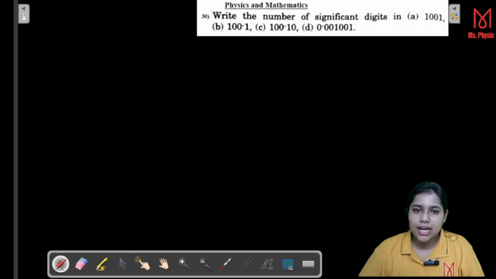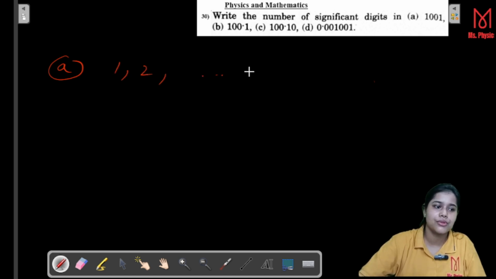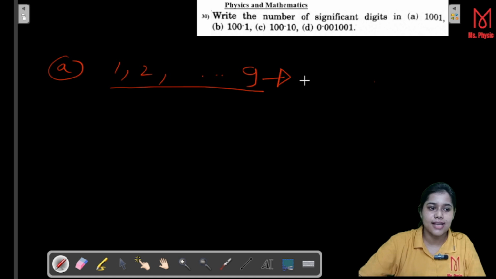Now here is your 30th numerical. Here we have to find significant digits. So what is this significant digit? First thing that will come to your mind is that all the non-zero digits. Non-zero digits means 1, 2, 3 up to 9. All these are non-zero digits. So all these non-zero digits are always significant. These are significant digits.